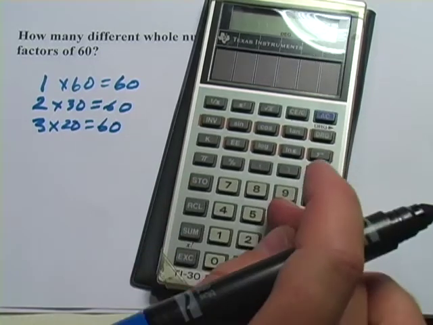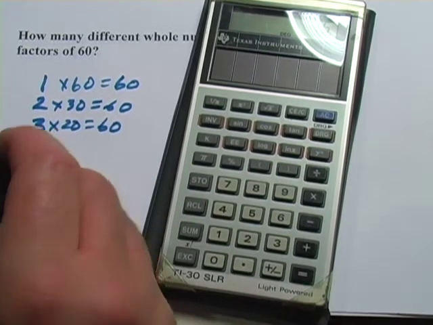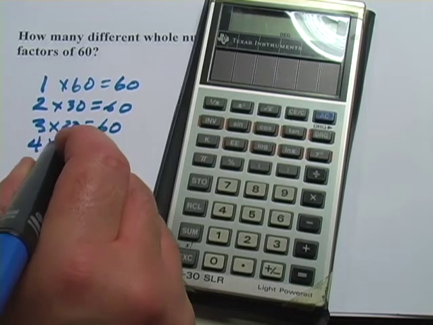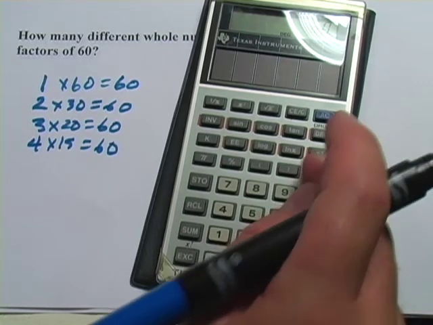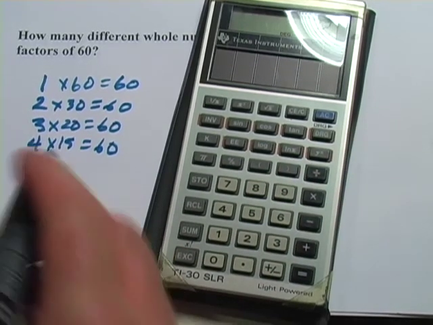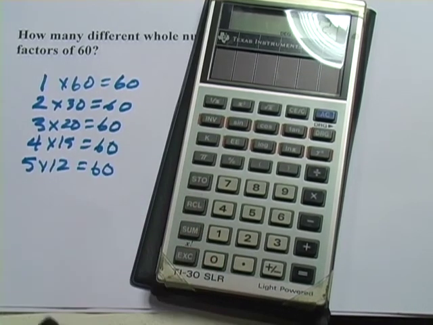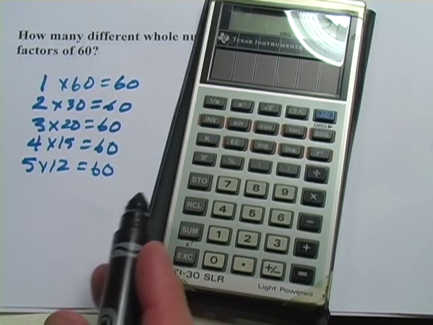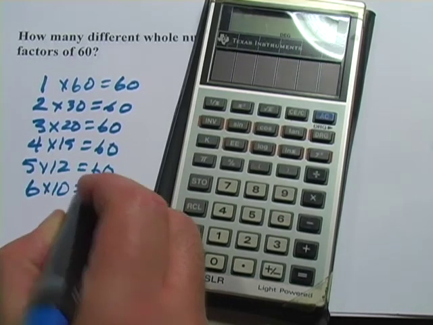And let's check if it's divisible by 4. So I'm going to punch in 60 divided by 4. Oh, and I got 15. So that means 4 times 15 equals 60. And it should be divisible by 5. Yeah, 12. So 5 times 12 equals 60. There's a lot of factors here. And let's see. Well, 6, that's easy. It's 6 times 10. So I could do that one in my head.